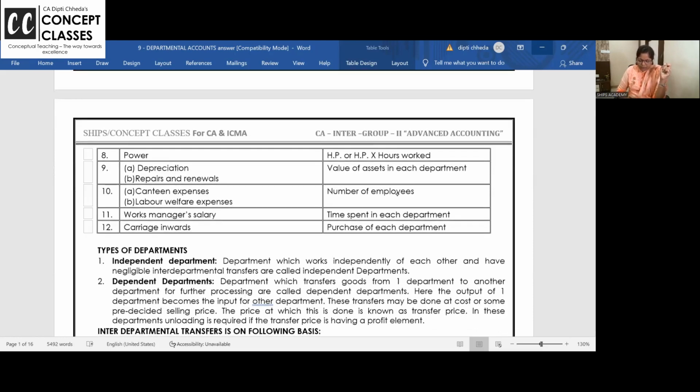Next is power. Power expenses in the ratio of the horsepower and all. Next is depreciation and repairs. This will be apportioned between all the departments according to value of asset with each department. Canteen and labor expenses are related to employees. So number of employees. How many employees are there in each department? According to that, we will apportion. Workman's salary. Time spent in each department.